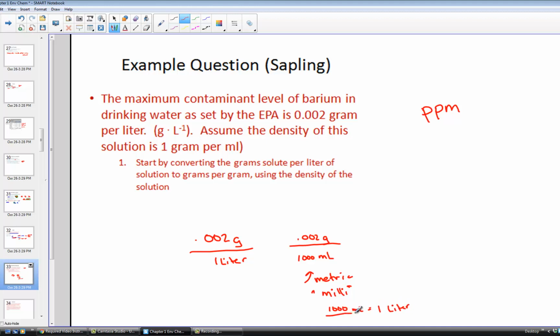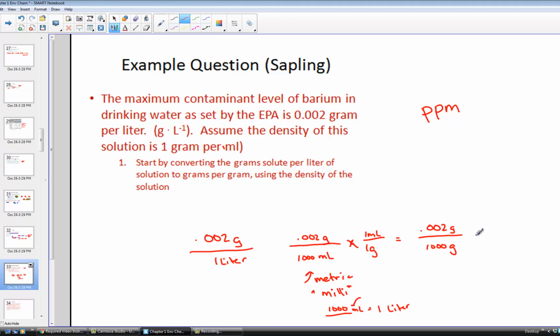All right, the term milli. Milli is a smaller unit, so it takes more of them to equal the bigger unit known as a liter. And perhaps a milliliter sounds familiar. And it's telling us that the density there is the same thing, a gram is the same as a milliliter. So what we're really saying here is it's the same as writing, I have 0.002 grams in a 1,000-gram sample. So we're allowed to change the volume into a mass unit since the density is 1. 1 gram is the same as 1 mil.